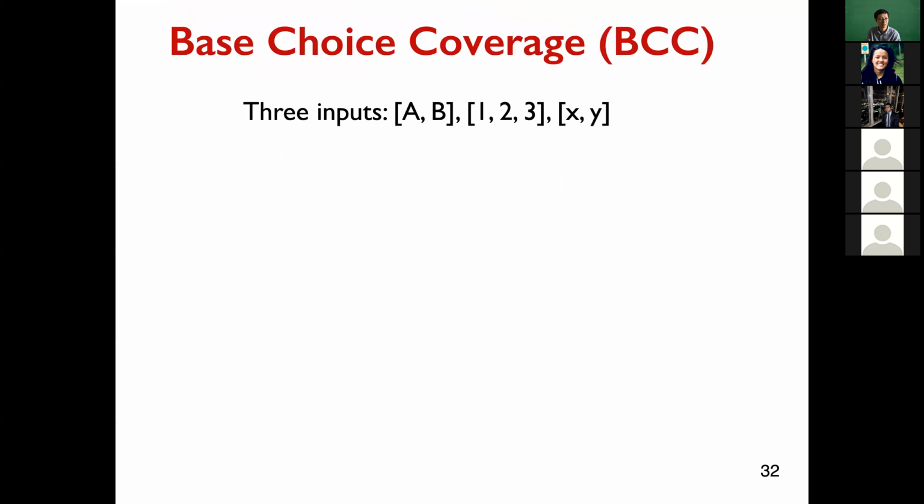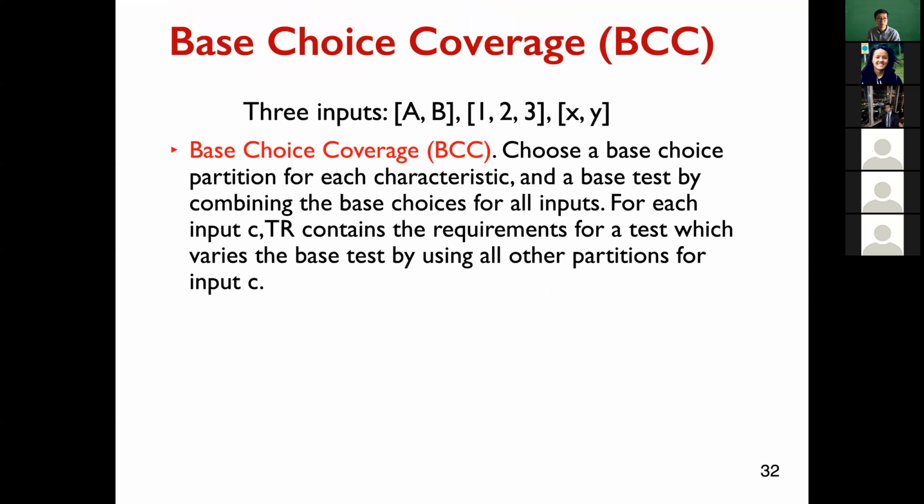Okay, still the same example. So what is base choice coverage? Choose a base choice partition for each characteristic, or for each input, right? And we have a base test by combining the base choice from all inputs. And for each input C, the test requirements contain tests which vary the base test by using all other partitions for input C. They might be hard to understand, but let's look at an example here.